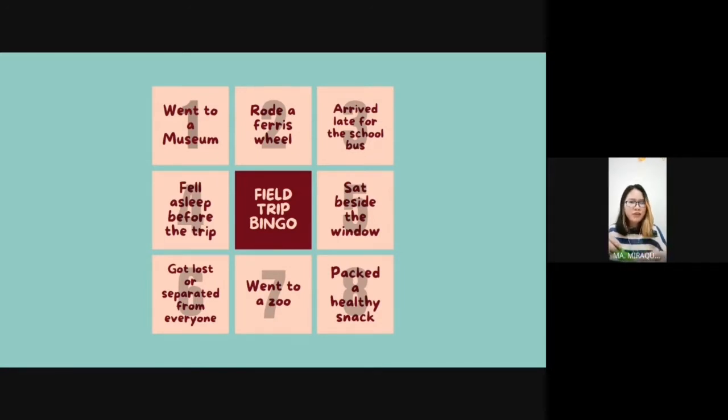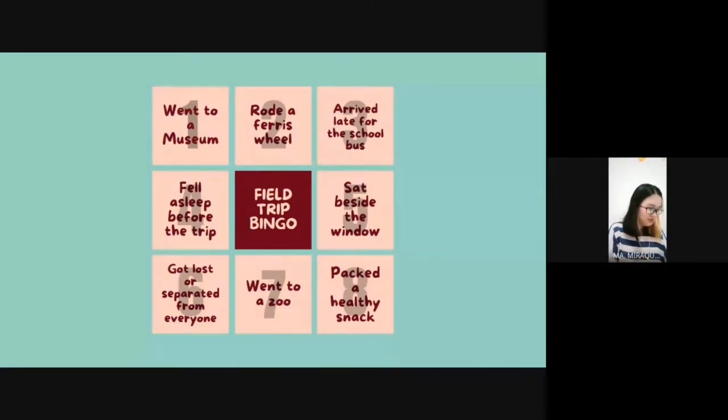So, have you ever packed a healthy snack during a field trip? I hope you did. Not just junk foods. Okay, I hope you all did. For our next experience, arrived late for the school bus. Have you already experienced this? Usually, we travel during a field trip very early.